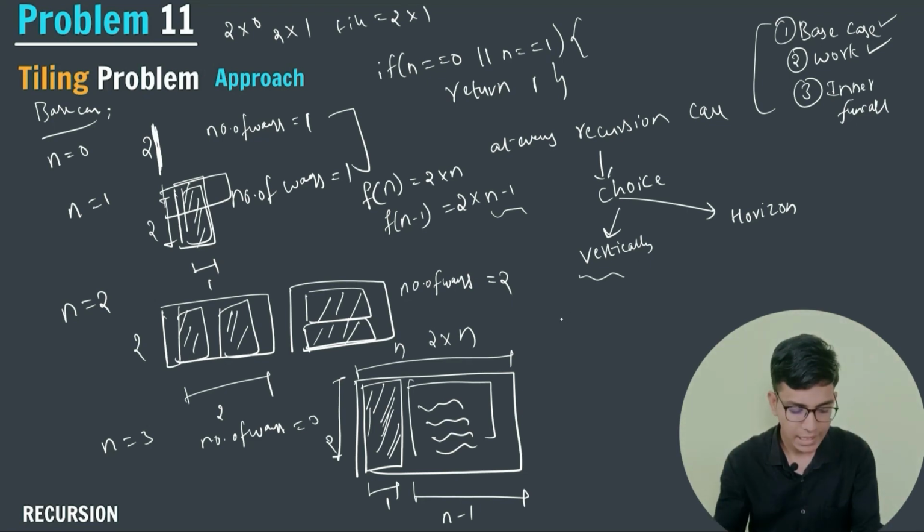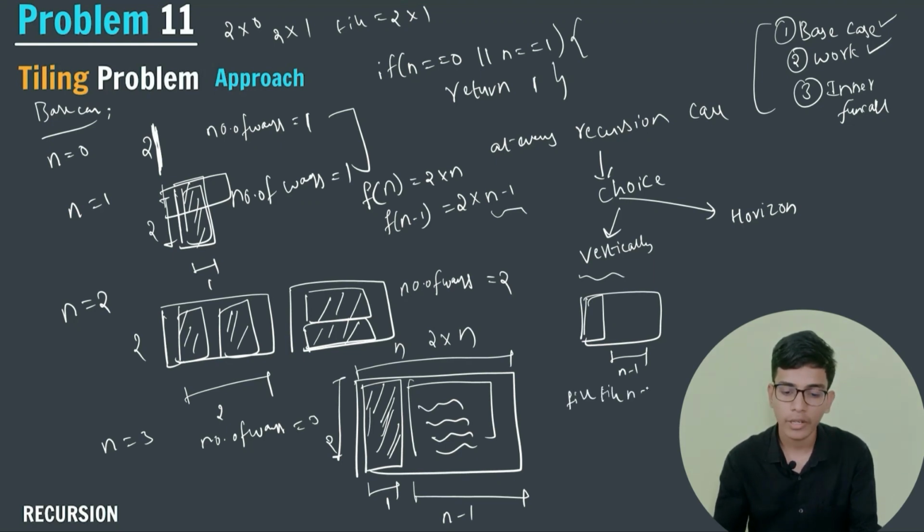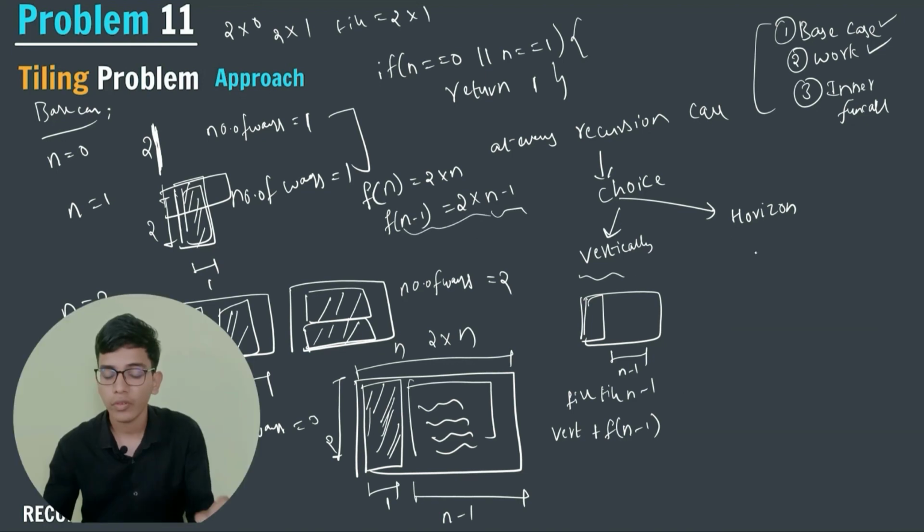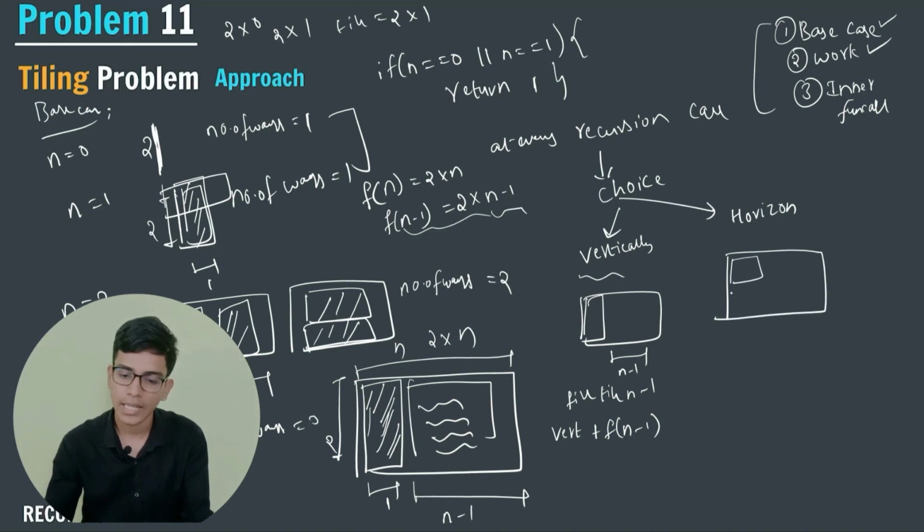So for the vertical case, I need to fill... For the vertical case, I have put my tile and the remaining area is n minus 1. So I need to fill my tiles for the n minus 1 area. So I need to call the function for vertical placement plus f of n minus 1 calls, or you can say f of n minus 1 remaining area.